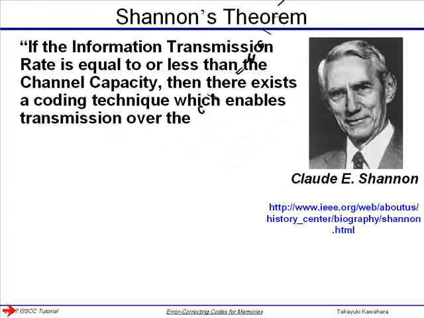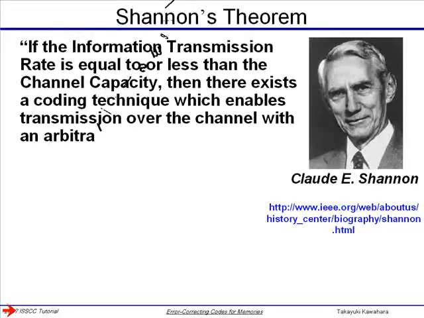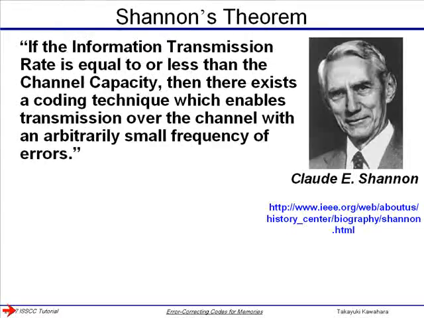The Shannon theorem is the same. As I said before, if the transmission rate is equal to or less than the channel capacity, then there exists a coding technique which enables transmission over the channel with an arbitrarily small frequency of errors. Yes, we can do it, but the drawback.